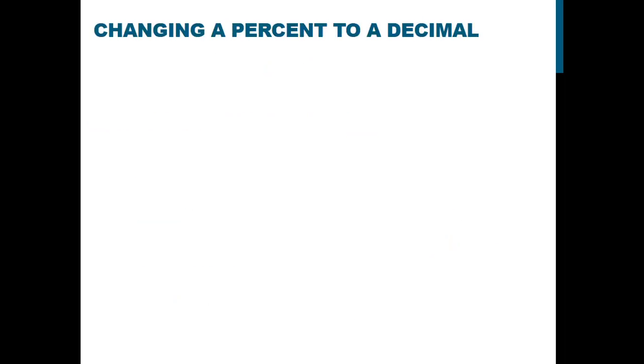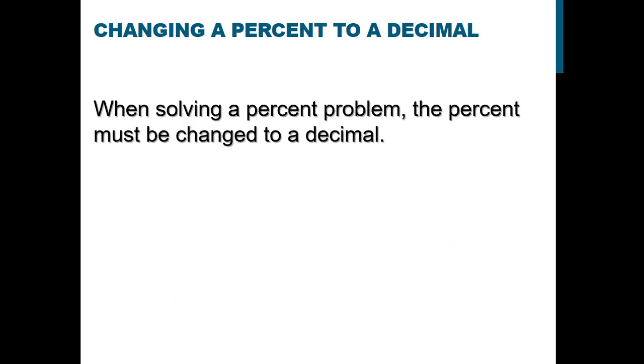All right. So the first 2 skills you need to learn are to change a percent to a decimal, and vice versa, changing a decimal to a percent. So this is the part on changing a percent to a decimal. When you're solving a percent problem, before you can use a calculator or do it by hand, the percent must be changed to a decimal.